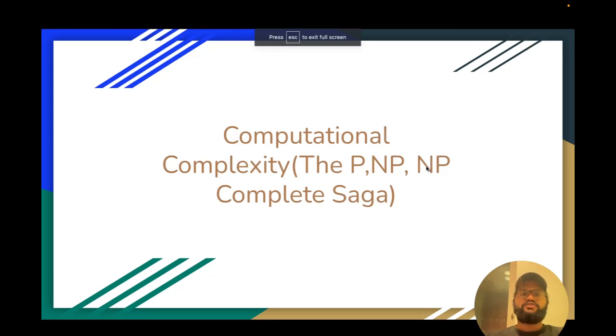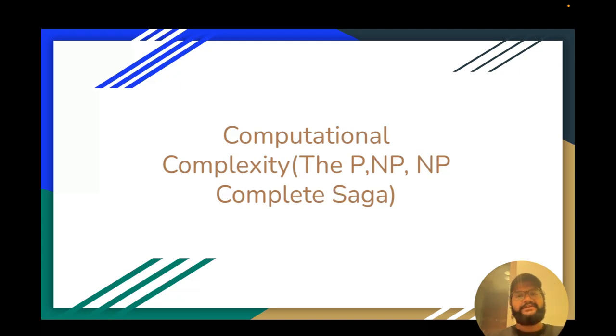Hi everyone. Today I'll be teaching computational complexity, the P, NP, and the NP complete saga. In this lecture, we'll be discussing algorithms, how algorithms work, computational complexity, the different problems, how time and verifying a solution play different roles, and how you can eventually earn $1 million if you establish a particular hypothesis. So this lecture is going to be pretty interesting, and let's get started.